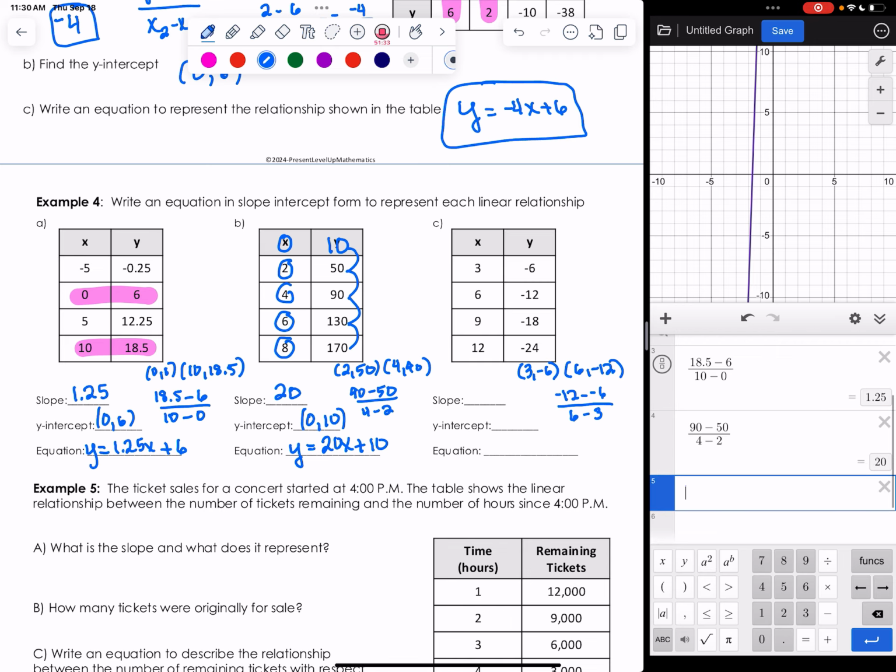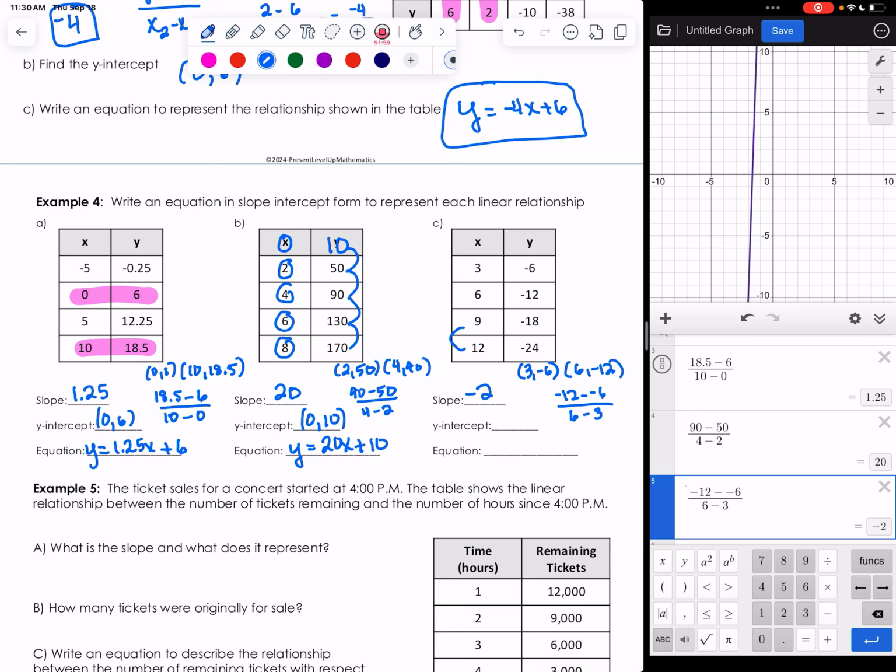All right, I'll come over here to Desmos. I'm going to press the division button. So on the top, -12 minus -6. On the bottom, 6 minus 3. And that reduces to a slope of -2. All right, now my y-intercept. Let's look and see if we can find the pattern in the table.